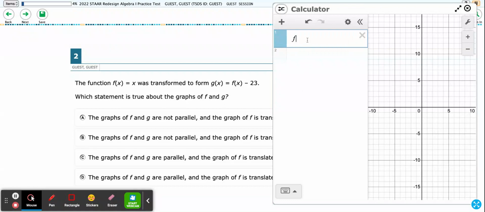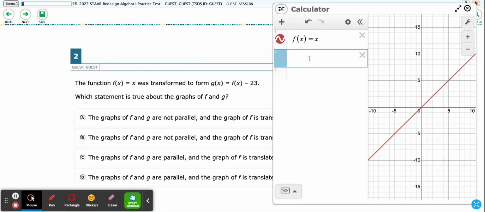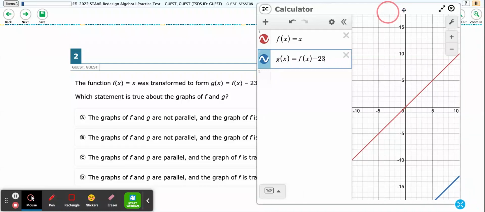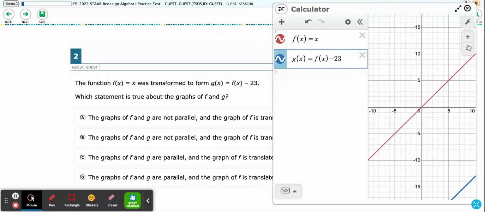So I'm going to put in f of x equals x, just like I see in the first place. So that's this equation right here. And then I've got g of x equals f of x minus 23. Okay, so I can see that it put that blue line down there, and I've got kind of a small window to work with here. So I'm going to zoom out so that I can see my lines better.